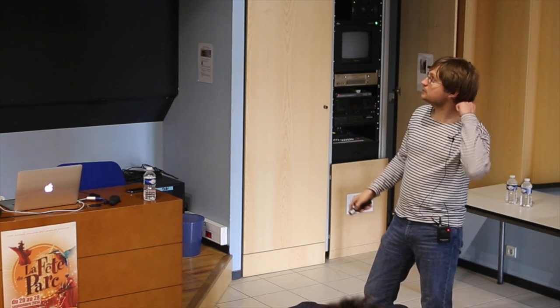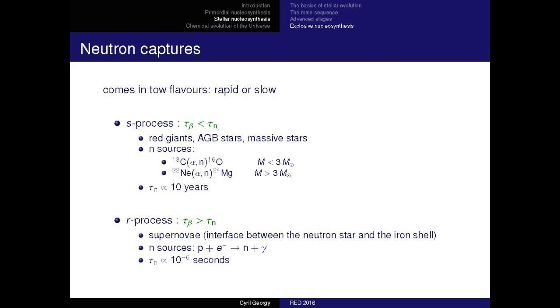So this is a point where we need to focus a bit more on the neutrons that exist inside the star in different places. So you have neutron captures inside your star, and you can have them in two different kind of flavors. There is the rapid neutron captures or the slow neutron captures. So this is why you have the S process and R process for slow and rapid.